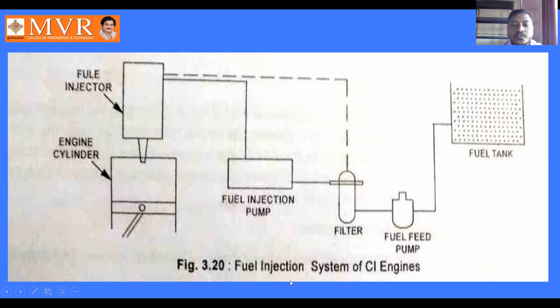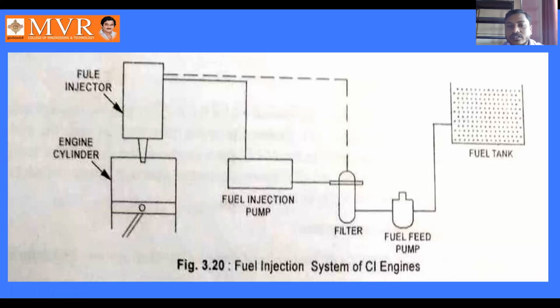This is what we have about the working principle of the fuel injection system of a CI engine. Once again, I will explain the working principle. From the fuel tank, the fuel enters the fuel feed pump, where some initial pressure is generated, and with that pressure the fuel enters the filter.